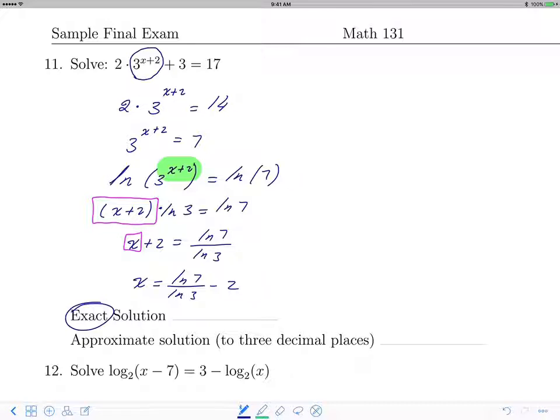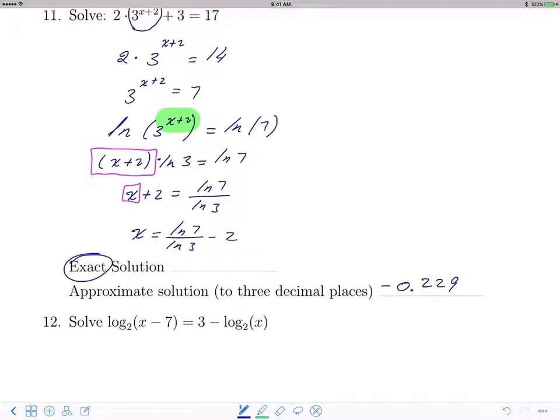Okay? Now, to get the approximate solution, we're going to plug this into the calculator and get the solution correct to 3 decimal places. Rounded would be negative 0.229. And that's the answer.